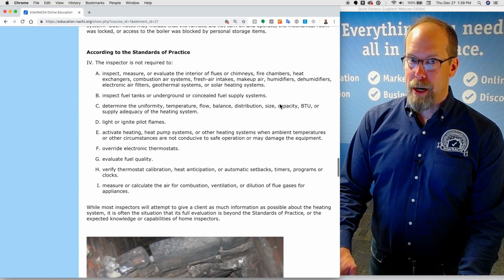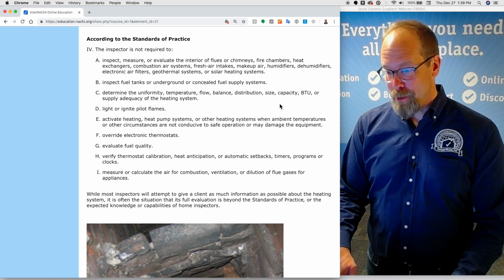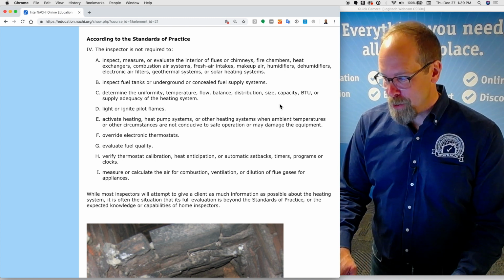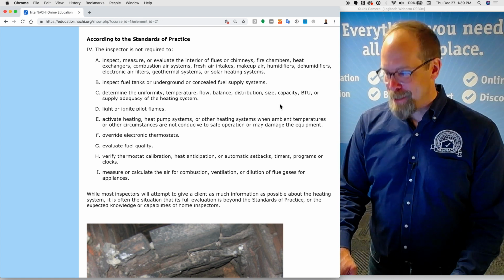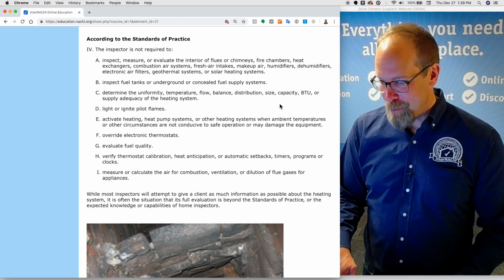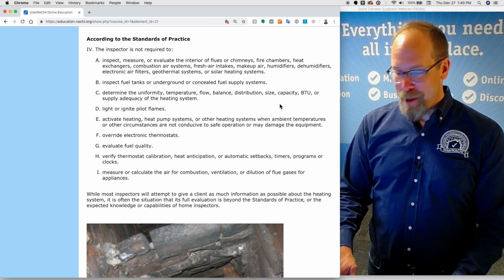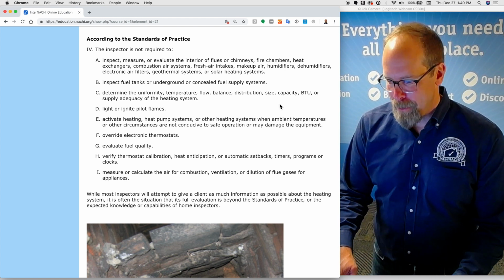Now, what are you not required to do? A lot. According to the standards of practice, the inspector is not required to inspect, measure, or evaluate interior flues or chimneys, fire chambers, heat exchangers, combustion air systems, fresh air intakes, makeup air, humidifiers, dehumidifiers, electric air filters, geothermal systems, or solar heating systems. The inspector is not required to inspect fuel tanks, especially if they're underground and concealed.